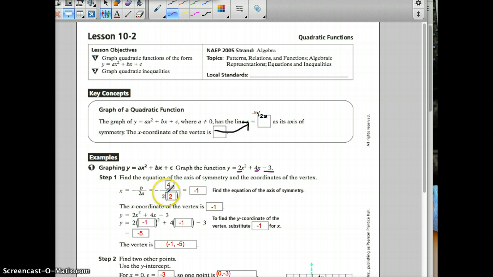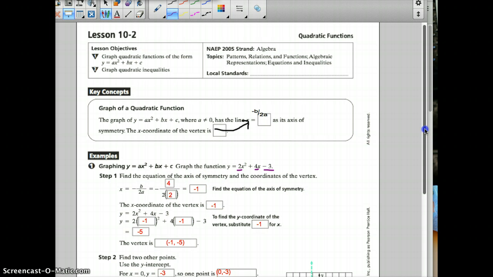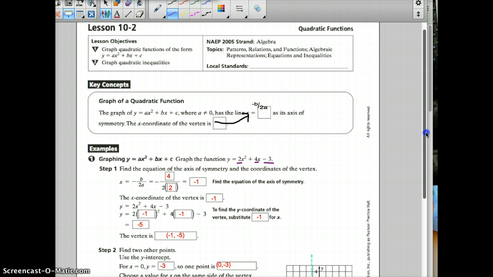And we get negative 4 over 2 times 2, which is 4. So we end up getting negative 1. The x-coordinate of the vertex is negative 1. It's also x equals negative 1 is our axis of symmetry.